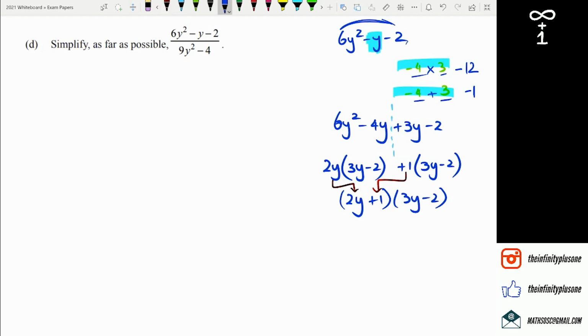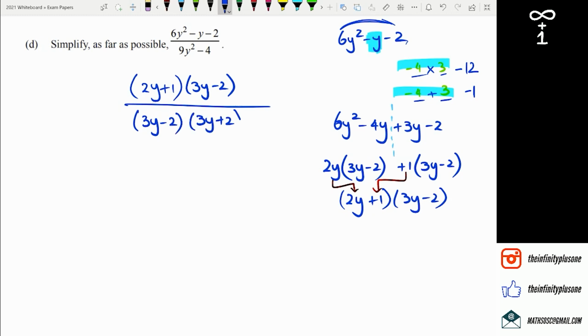So the numerator is now done. So we've got 2y plus 1 and 3y minus 2. And if you look at the denominator, we've got a perfect square, no, difference of two squares. So this is going to be 3y minus 2 and 3y plus 2. And straight away we can see that our two common factors disappear. And our answer is 2y plus 1 divided by 3y plus 2. And we've simplified it as far as possible.